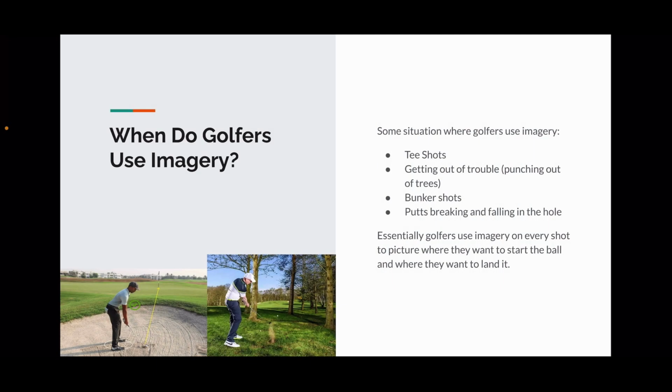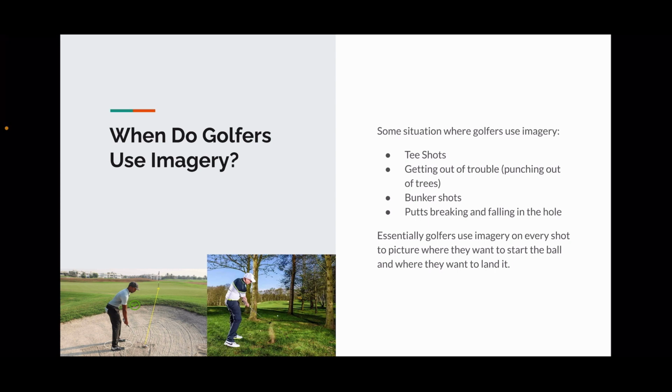So, when do golfers use imagery? Some situations where golfers use imagery include tee shots, getting out of trouble, meaning like punching out of trees or laying up, bunker shots, and putting. A lot of golfers visualize where they want the ball to start rolling and how it's going to fall in the cup. Essentially, golfers use imagery on every golf shot to picture where they want to start the ball and where they want it to land.